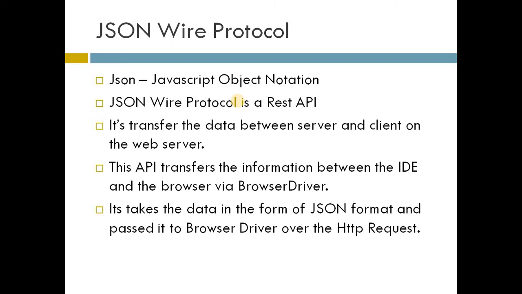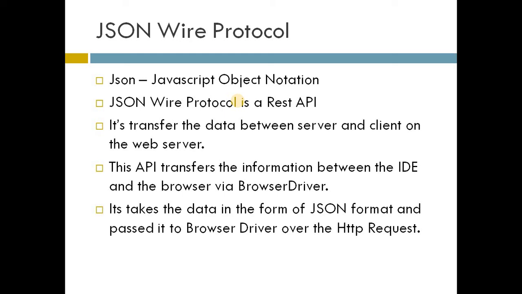Now, JSON wire protocol, we have seen the full form of JSON, that is JavaScript Object Notation. So it's basically a REST API. It is passing the data from the IDE to the browser driver. So it's just a communication, you can say. It's transferring the data between the server and the client. The API is transferring the information between the IDE and the original browser with the help of the browser driver, and it's passing the data in the JSON format only.